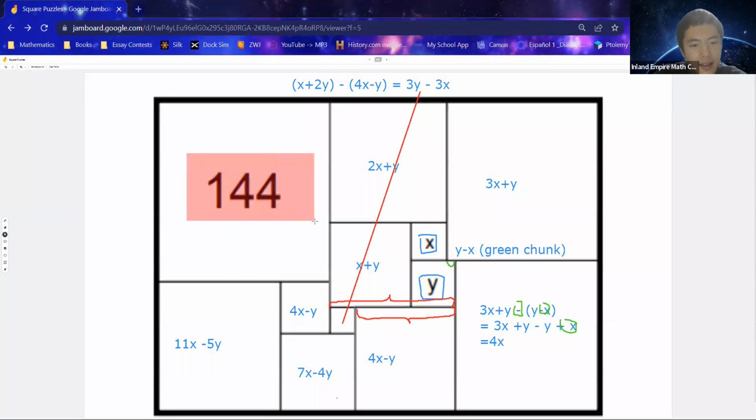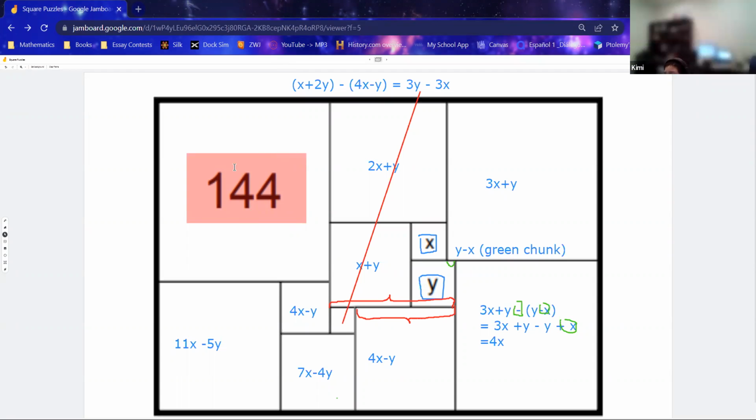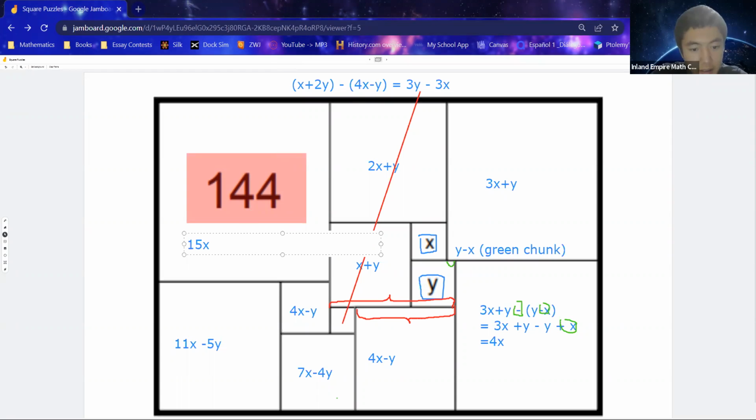Well, how could we solve this? Well, I mean, we have 2 variables, right? So I would assume that we are probably gonna need 2 equations involving x and y. Okay, how about this? Let's suppose that you didn't know that this is 144. How would you find this big square here? 11x minus 5y plus 4x minus y. Excellent. So that would be 15x minus 6y. Exactly. Okay, so can we say that we must have 15x minus 6y equals 144?